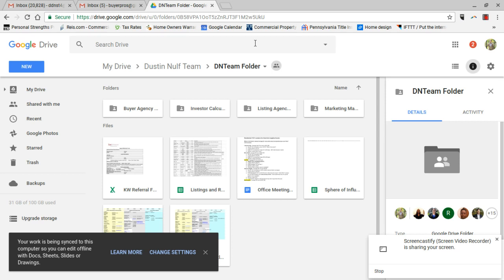We're going to look at first the forms that you're going to need to submit an offer on the buyer side. So you're working with a buyer and you want to submit an offer.